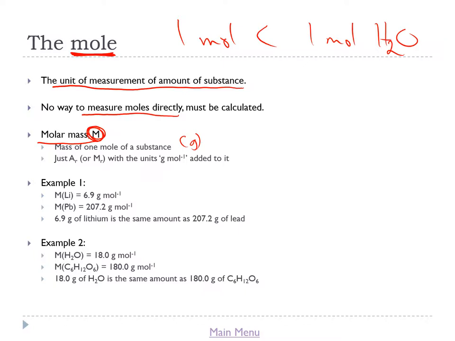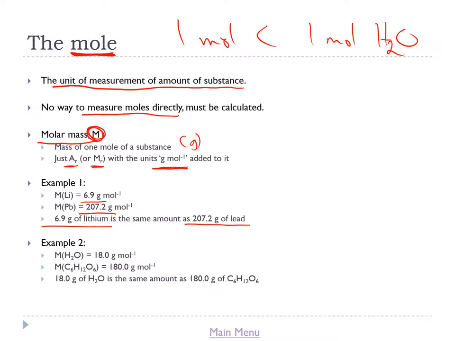To work it out, it's really easy. Just take the relative atomic mass or the relative formula mass of a substance and add on the units grams per mole at the end, g mol^-1. So for example, the molar mass of lithium is 6.9 grams per mole. The molar mass of lead here is 207.2 grams per mole. Really importantly, 6.9 grams of lithium and 207.2 grams of lead is the same amount of each substance.